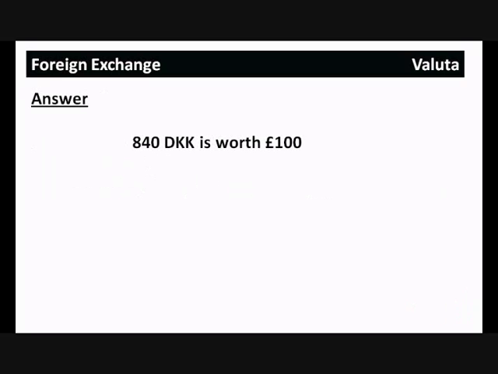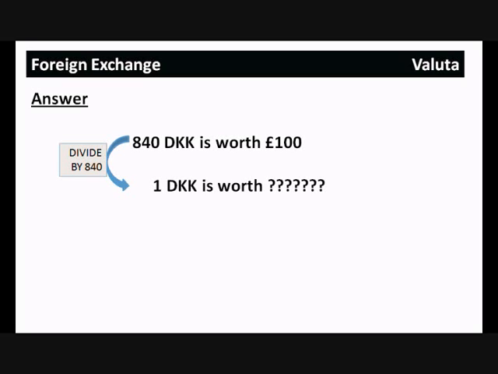So start off with the basic information. 840 kroner is worth £100. So if we divide that by 840, we can find out what 1 kroner is worth. So just do that. 100 divided by 840 is 0.119 something something something. So that's what 1 kroner is worth in pounds.